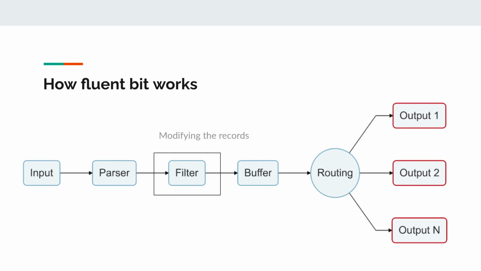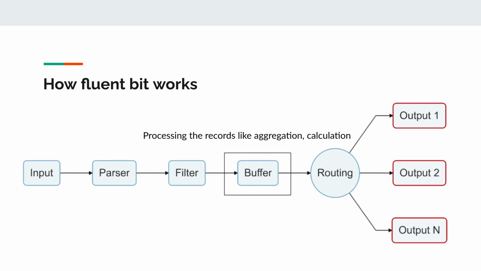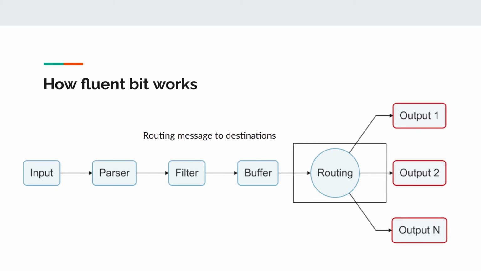Then we have the filter, and the filter is basically used for modifying those records. Maybe you want to remove some fields from the records or add some fields to them. Those operations are taken care of by the filter. Then we have the buffer, which is used for aggregations and calculations. The buffer processes those records in memory, and then those records are sent to the routing. Routing takes care of sending those messages to their destinations as per your configuration.